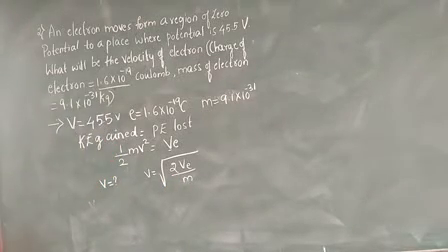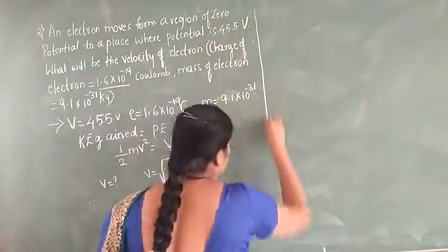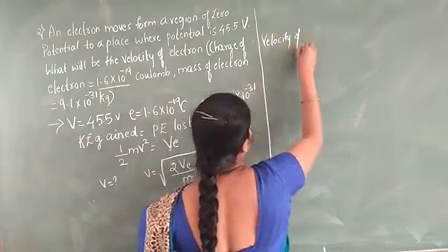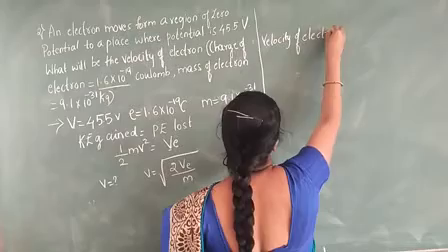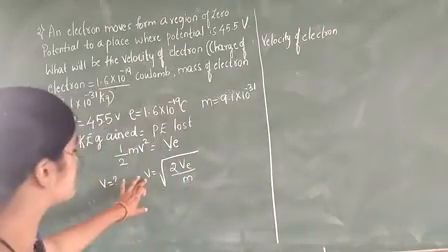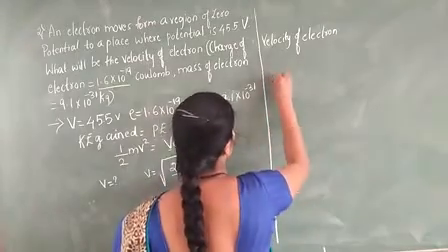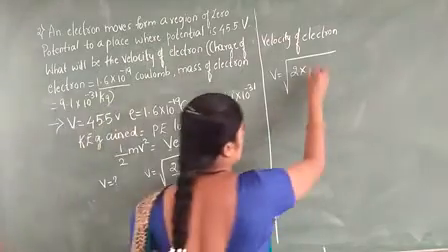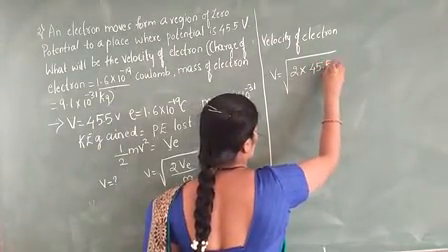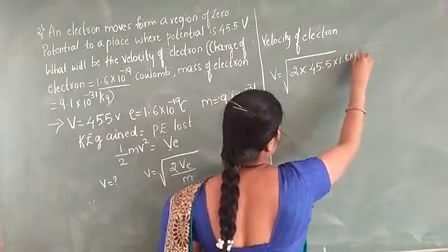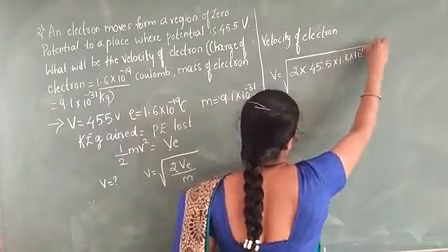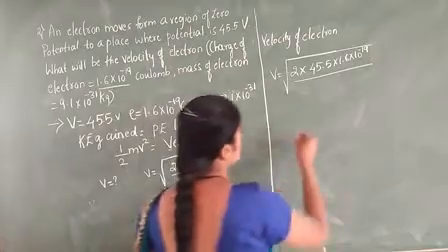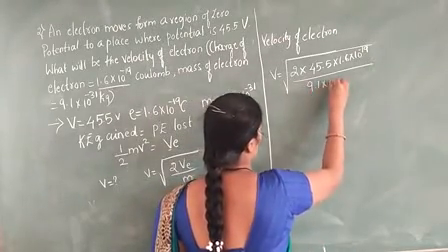Now, the velocity of the electron, we are considering here the small v. v is equal to root of 2 into capital V. The value of V is 45.5 into e, 1.6 into 10 raised to minus 19, whole divided by m. The mass of the electron is 9.1 into 10 raised to minus 31.